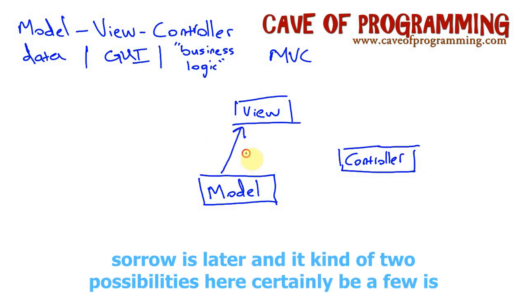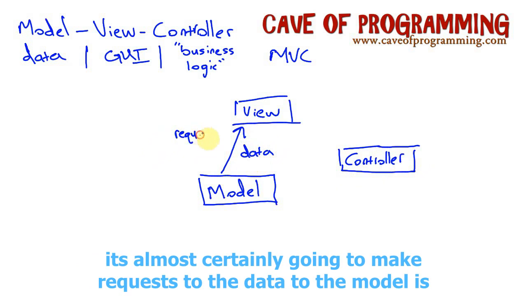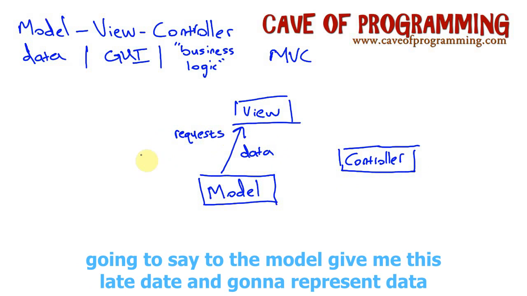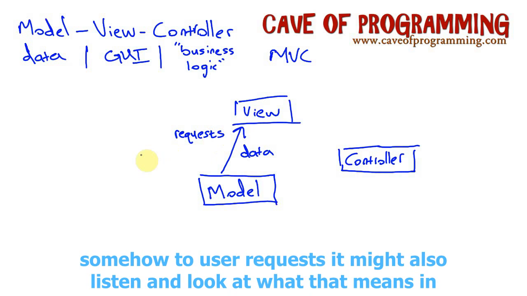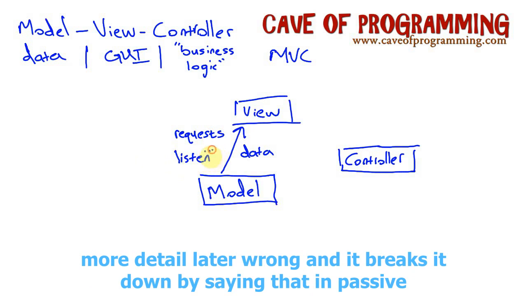So this arrow is data, and there are kind of two possibilities here. Certainly the view is almost certainly going to make requests to the data, to the model. It's going to say to the model, give me this bit of data or give me that bit of data, and it's going to represent that data somehow to the user. So it's going to make requests. It might also listen to the model, and we're going to look at what that means in more detail later on.